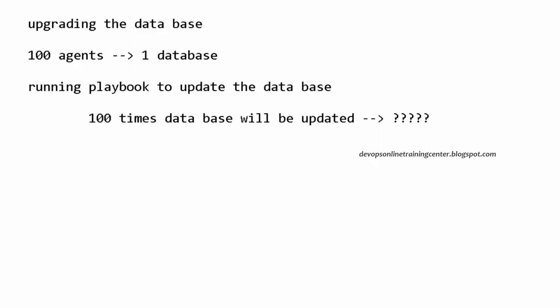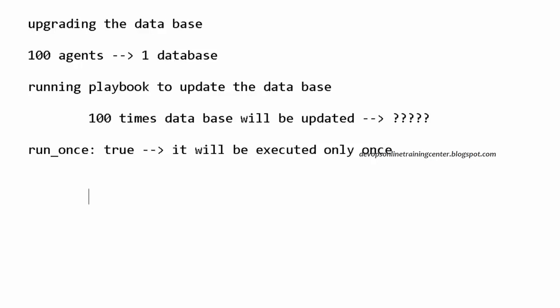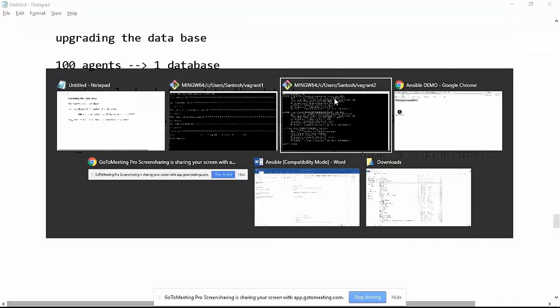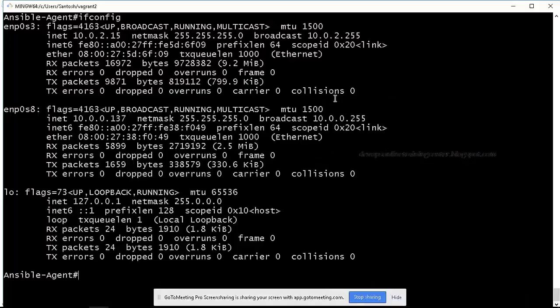So I want to restrict this behavior, so that if I execute it from one agent, it should be executed only once, right? There is a keyword called run_once equal to true. Set this, and it will be executed only once. This behavior we can see if we have multiple clients. Right now I think I only have one client. See, I'll just execute and see.